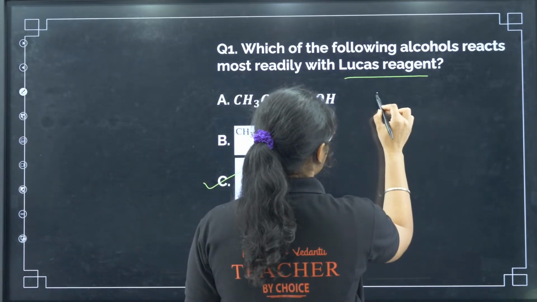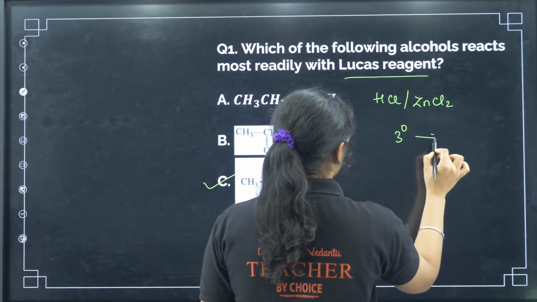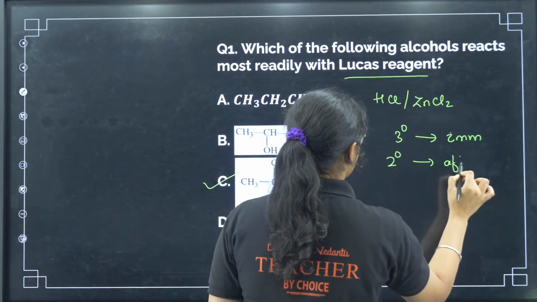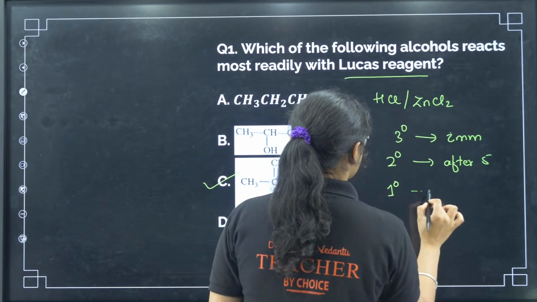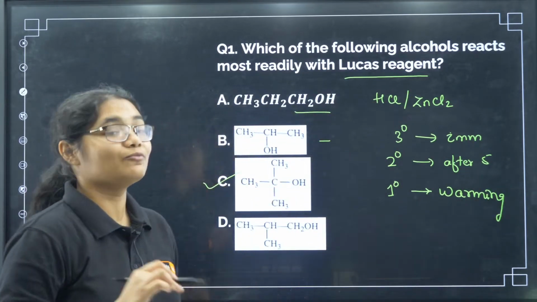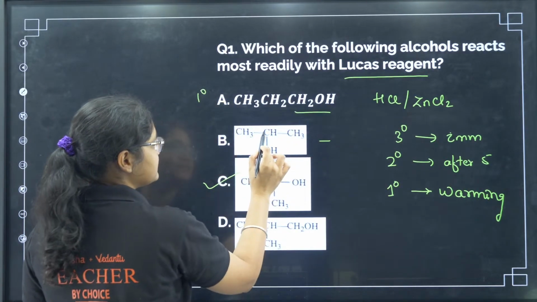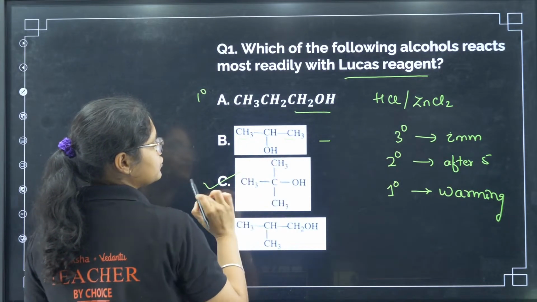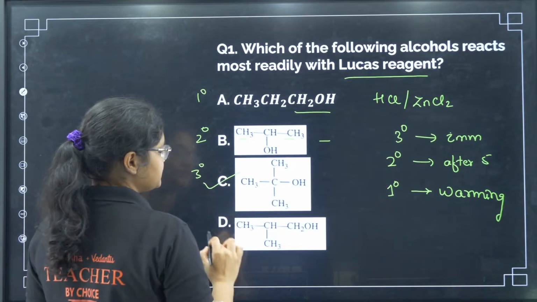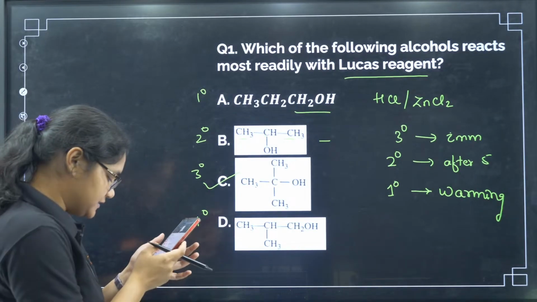Lucas reagent is HCl in presence of anhydrous ZnCl2, and you should remember that tertiary alcohols react immediately, secondary alcohols react after 5 minutes, and primary alcohols react on warming. So if it is reacting most readily, then it must be a tertiary alcohol. This is a primary alcohol. In this one, the carbon which contains the OH is attached to 2 other carbons, so it is secondary. The carbon which contains the OH group is attached to 3 other carbons, so it is tertiary, and the carbon which contains the OH group is attached to 1 carbon, so it is primary. So option number C is the correct answer.